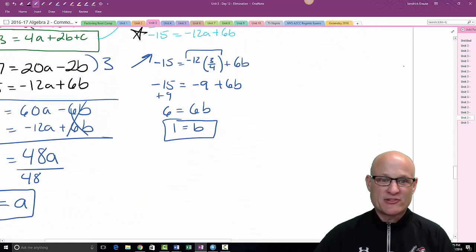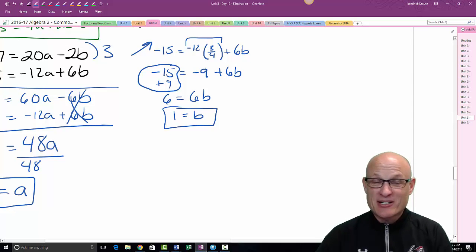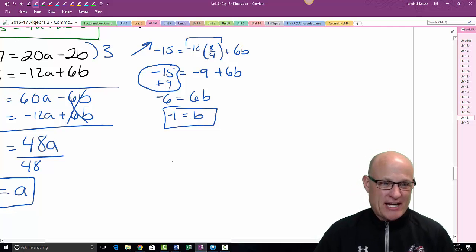So where did I make my mistake? And it's right here. And that's one of the reasons why you want to go through and find those answers ahead of time, because sometimes mistakes are hard to find. Negative 15 plus 9 is negative 6, which means this is negative 1. Okay, but we already have the answer, so it's really easy to check.